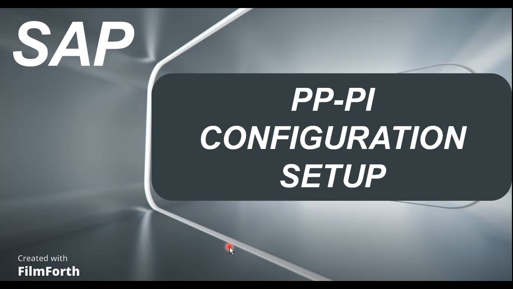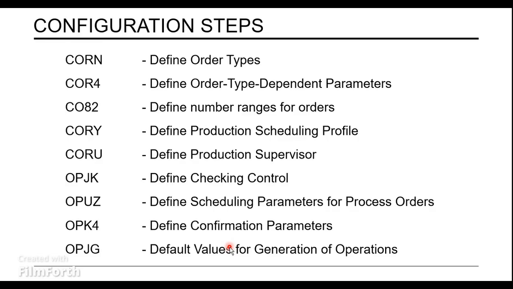So let's get into the details. Here in this slide, we can see the configuration steps in a sequential manner from top to the bottom. So the first thing is basically to define the order types for the process order. For this, we can use the transaction code CORN, or else I will also show you the SPRO path on what to follow in the SAP system.